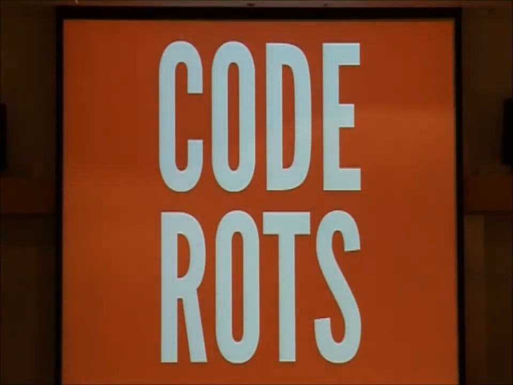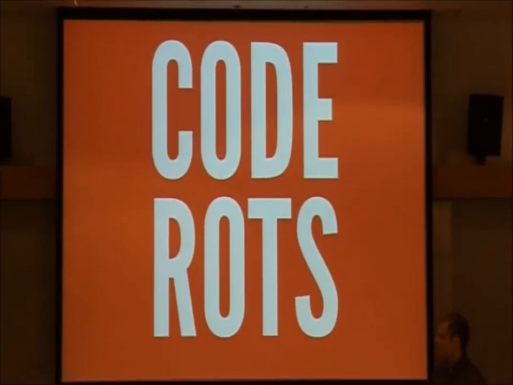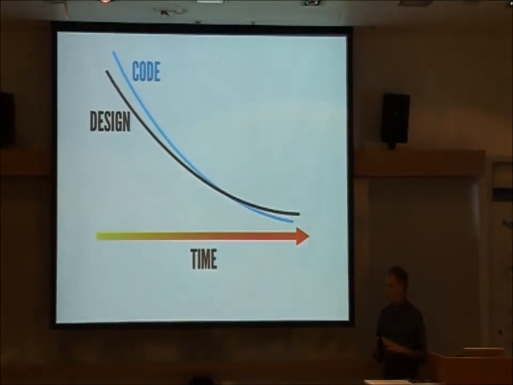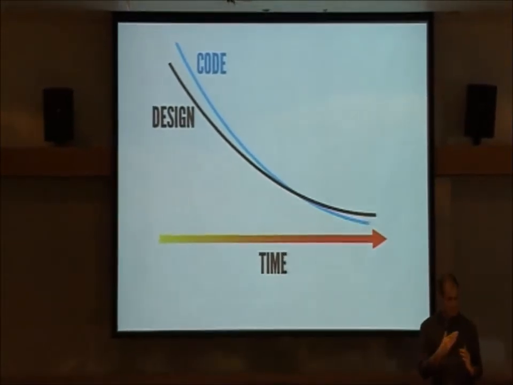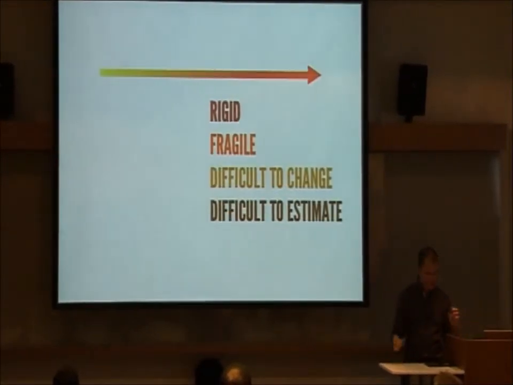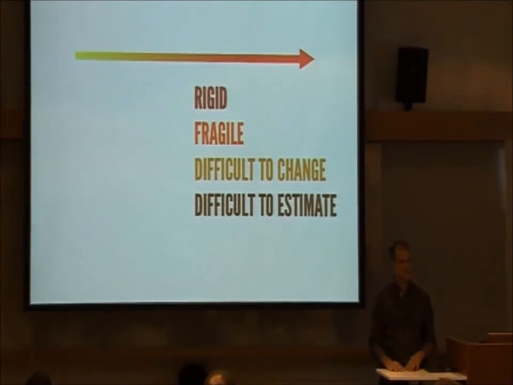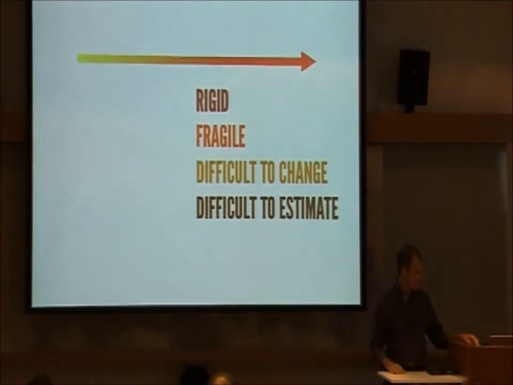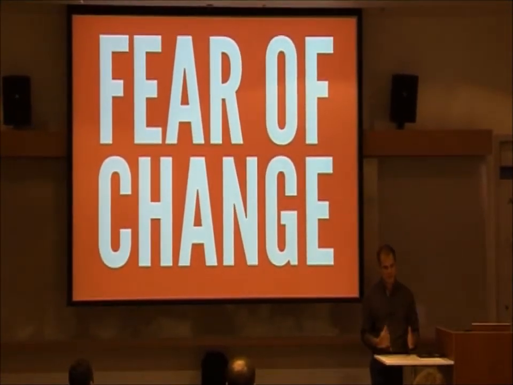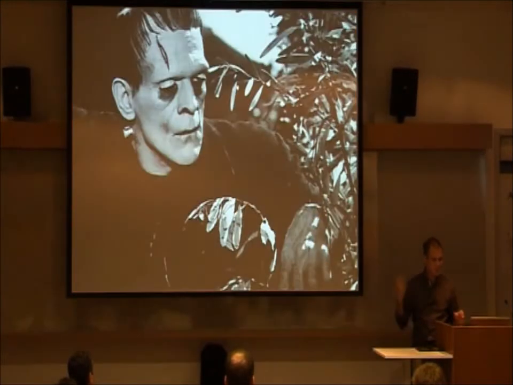So this is all good, and it would be perfect if we could write the best code like this, but it doesn't stay that way, because code gets worse over time. It normally happens where we start with a good design and good code, and over time it just goes down as we add more functionality and more features. The code becomes rigid, fragile, difficult to change, and difficult to estimate. And that's pretty bad. Because the worst of all for programmers is that we have this fear of change, and we're stuck. And that's when we start naming classes or modules like Frankenstein.